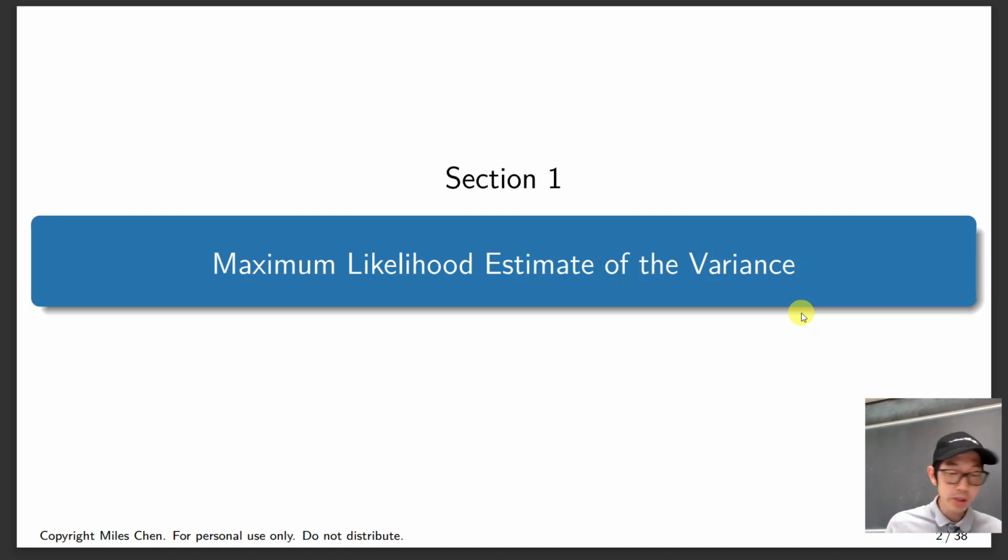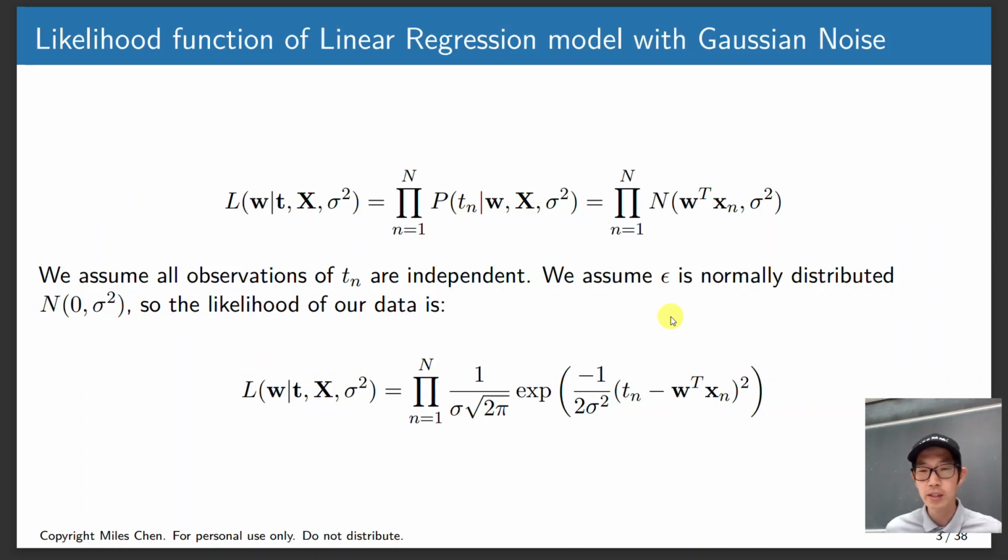So we introduced some maximum likelihood ideas, and we showed that maximizing the likelihood, in a linear regression model or just any kind of model where you assume the errors are normally distributed, is equivalent to minimizing the sum of squared errors. Okay, so we showed that in our last lecture.